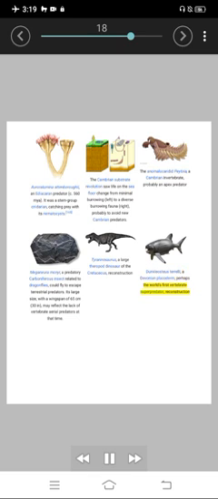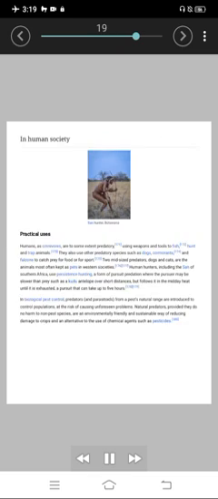In human society. Sand hunter, Botswana. Practical uses. Humans, as omnivores, are to some extent predatory. Using weapons and tools to fish, hunt and trap animals. They also use other predatory species such as dogs, cormorants, and falcons to catch prey for food or for sport. Two mid-sized predators, dogs and cats, are the animals most often kept as pets in Western societies.